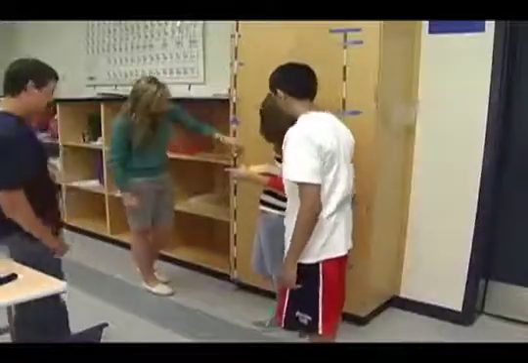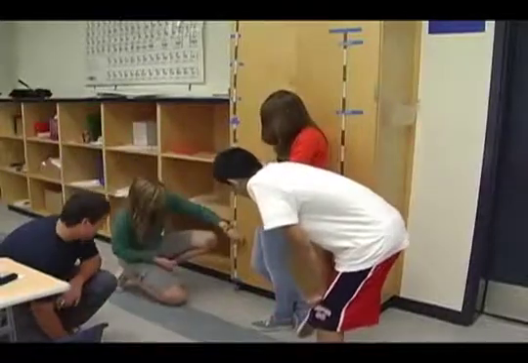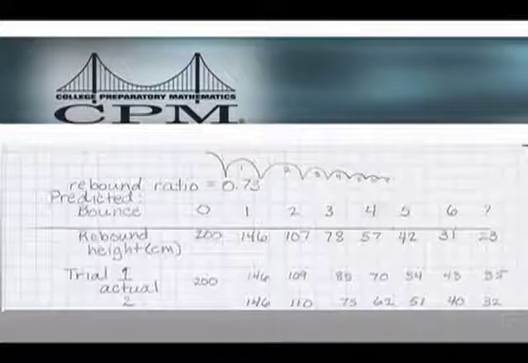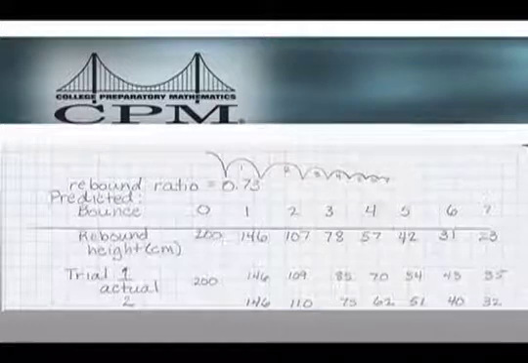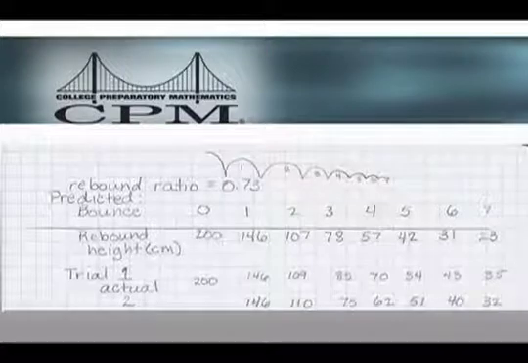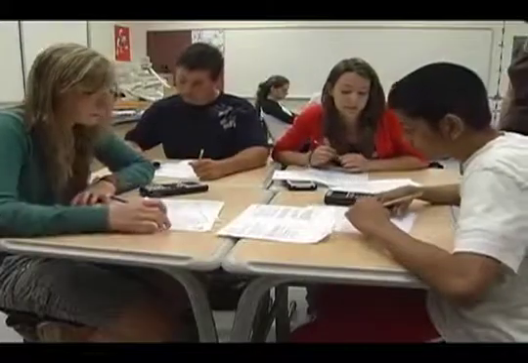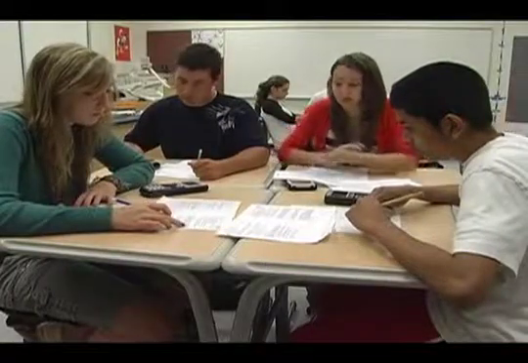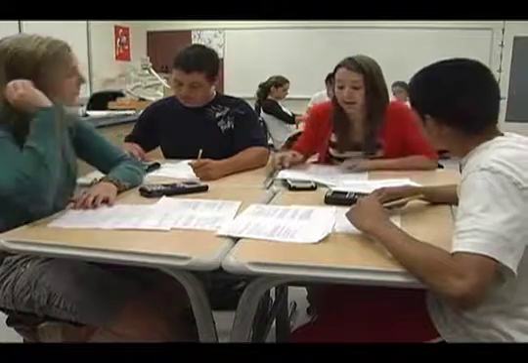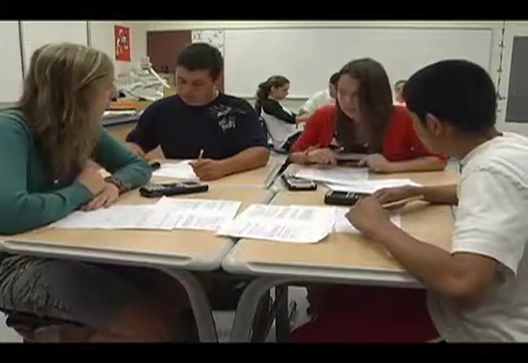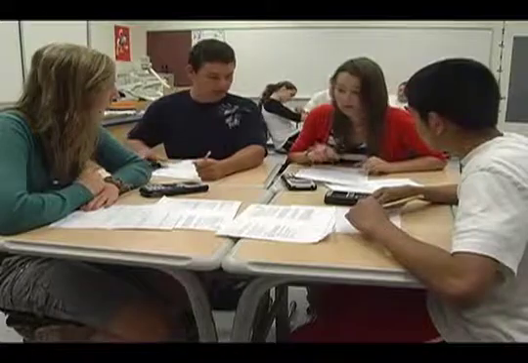Students drop the ball to test their predictions. 146 again. 110, 75, 62, 51, 40, and 32. The problem was to compare them with our old results. So I still have my graph on my calculator, and then we can graph these and see how they compare. Yeah, I have the new ones.